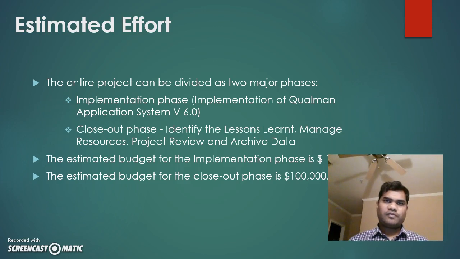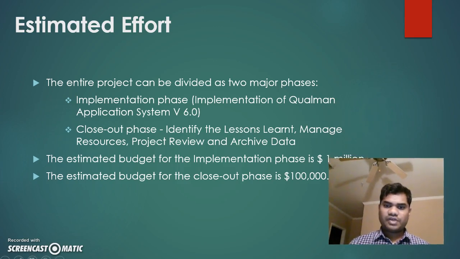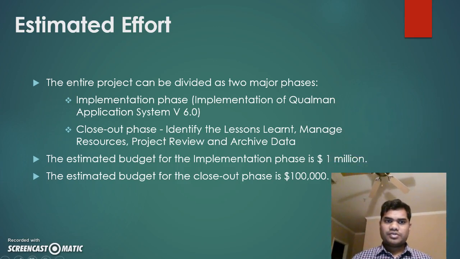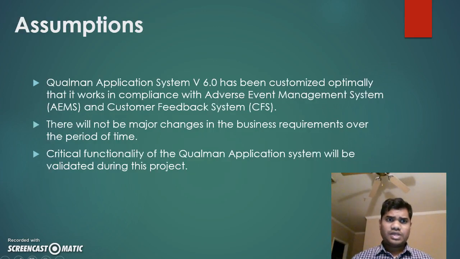some of the resources might be late because it will be a pretty much inactive period at that time, and the project will be reviewed and the data from this project will be archived. And the estimated budget for the implementation phase is $1 million, and the estimated budget for the closeout phase is $100,000. And the next slide is assumptions.